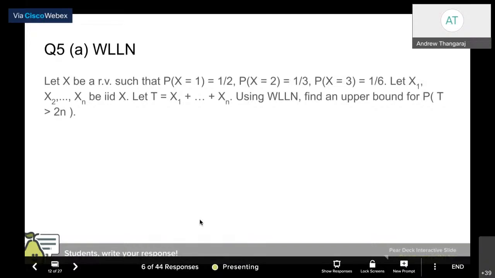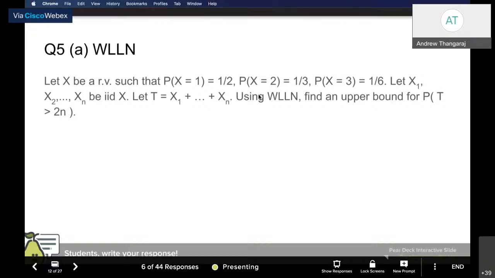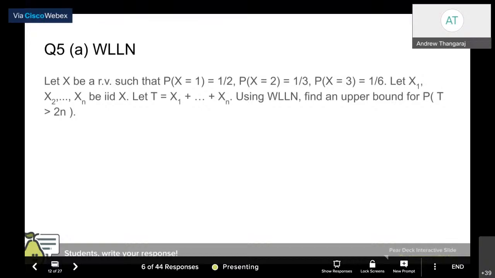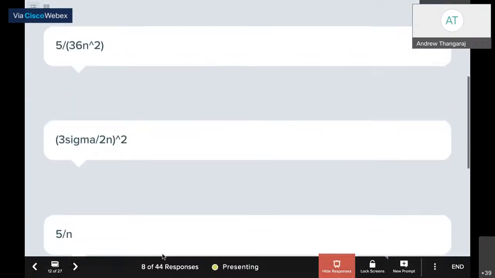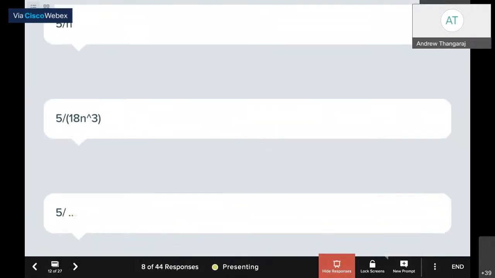The responses are slowly trickling in. People are a little confused as to how to do this. So maybe I should show the solution. Let me just see the responses. I think many people are confused by this. So answers are going all over the place.